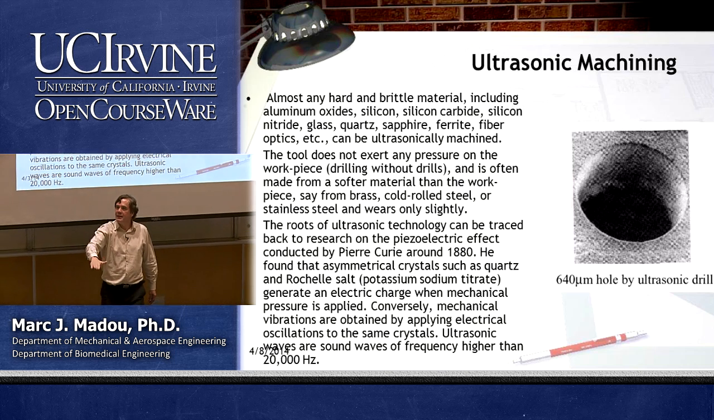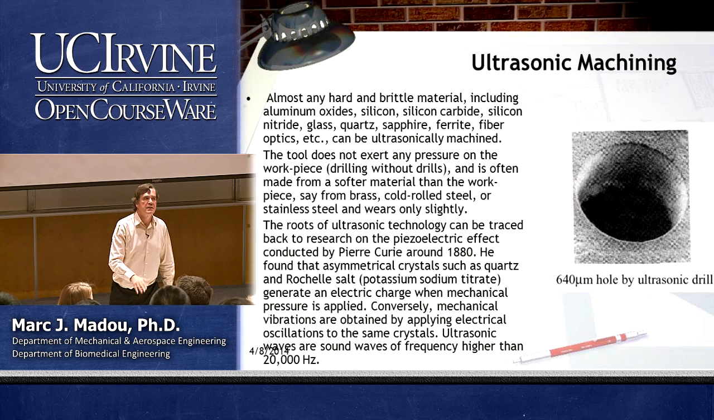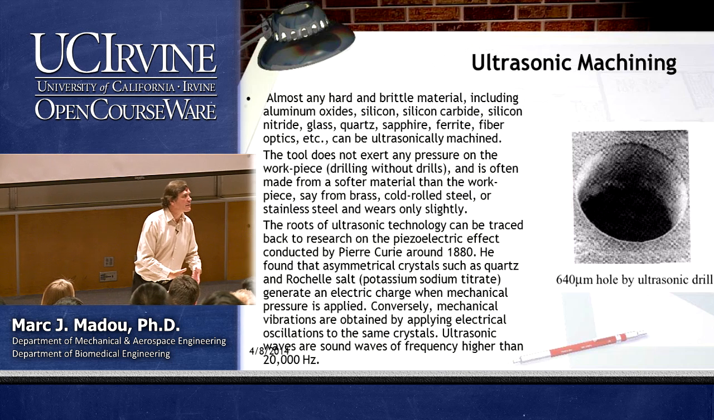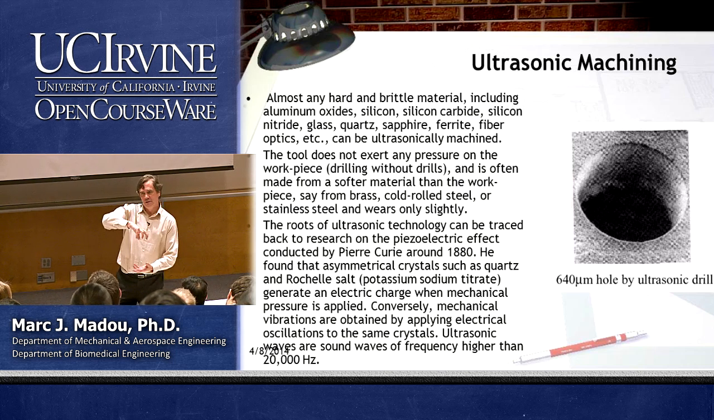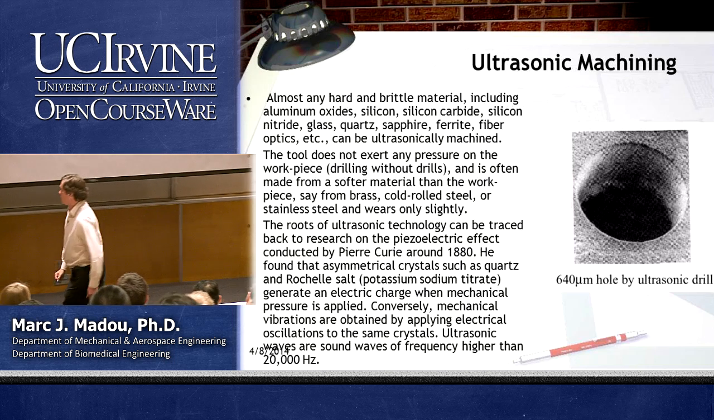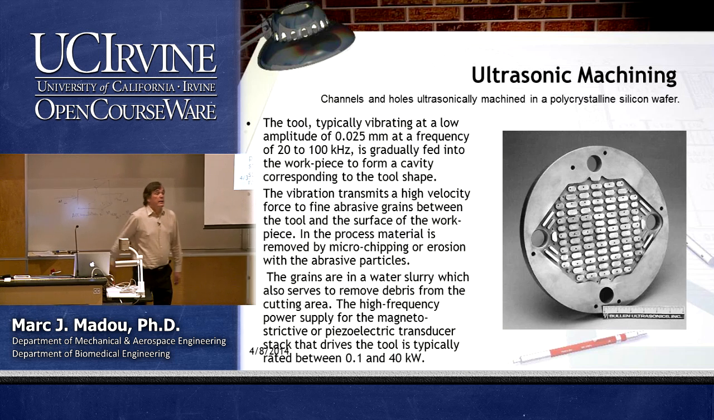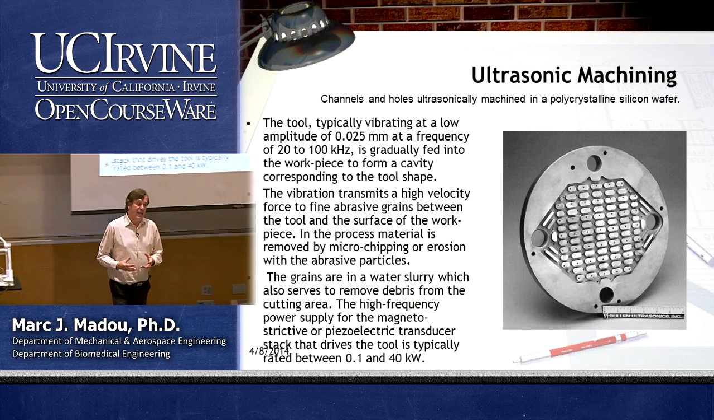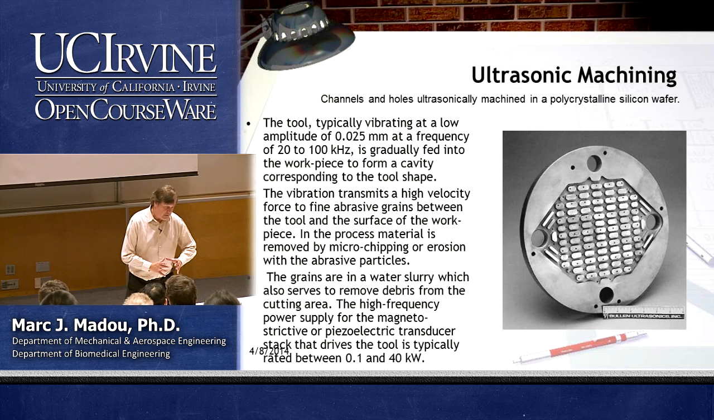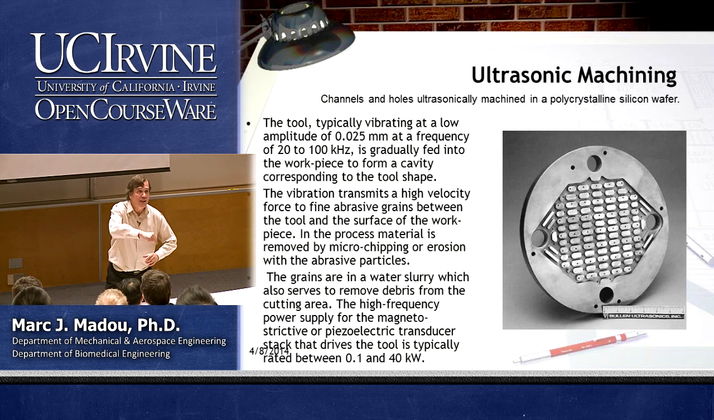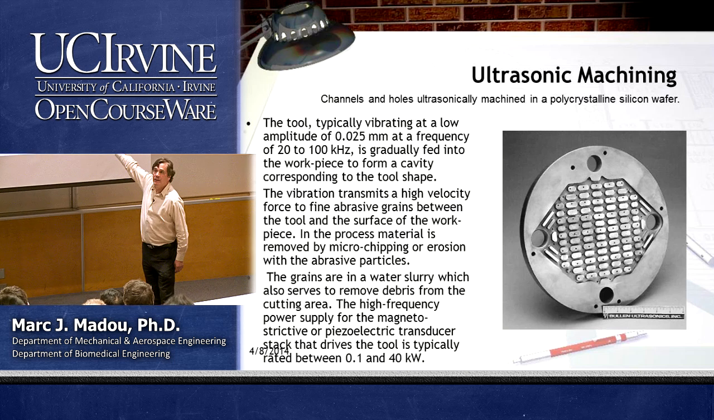So that tool vibrates at 20,000 hertz and slushes these hard particles onto the workpiece and carves out the negative of the shape of the tool. You could say it will be serial, but you could envision that you make a tool that has many shapes that you could all carve out at the same time, like here.